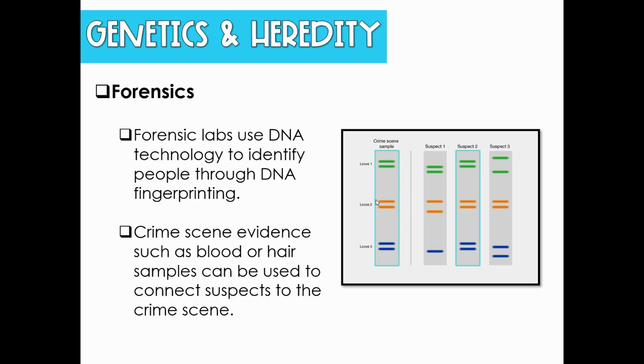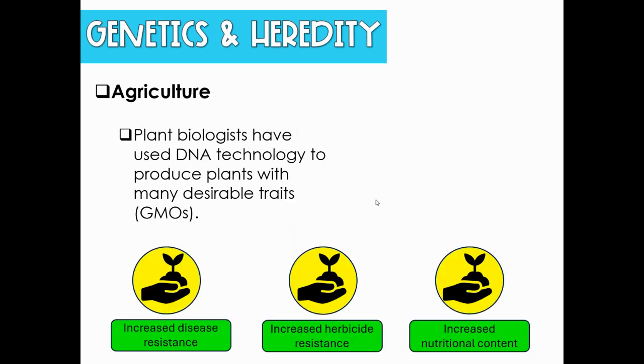In forensics, we can find crime scene DNA and match it to potential suspects to solve crimes. In agriculture, plant biologists and even farmers have been able to work together to use DNA technology to produce GMOs, or genetically modified plants. And this does a lot of different things for the farmer, but we can create plants now that have increased disease resistance or herbicide resistance, or even increased nutritional value.